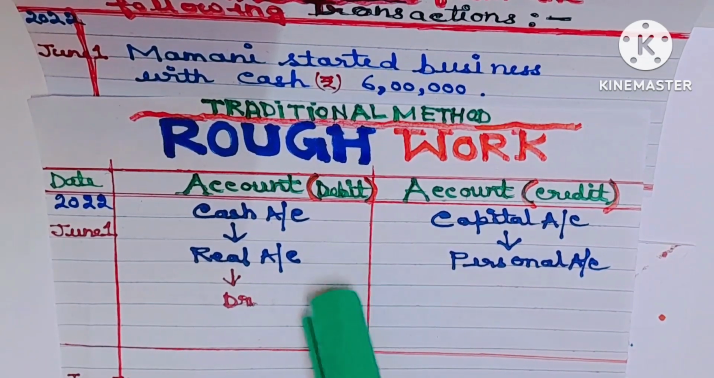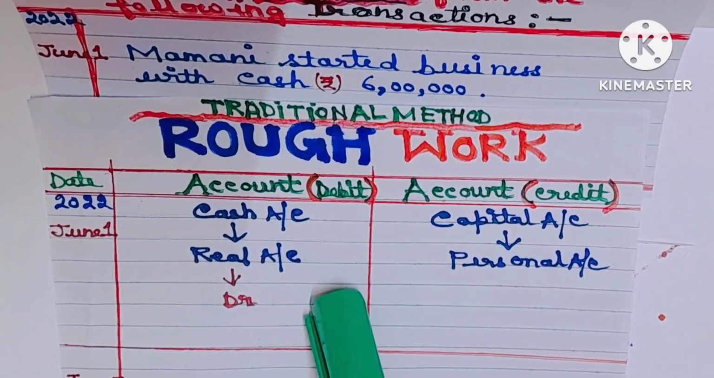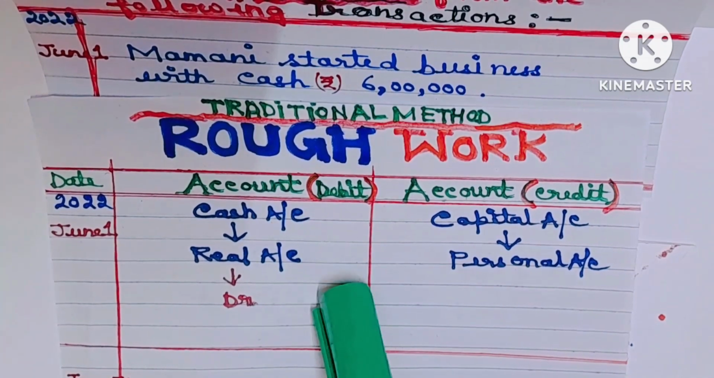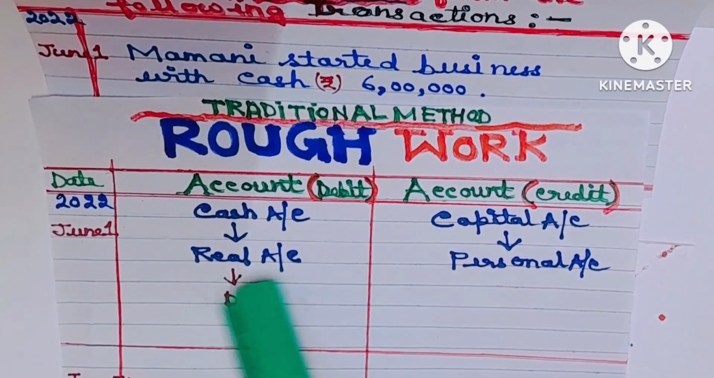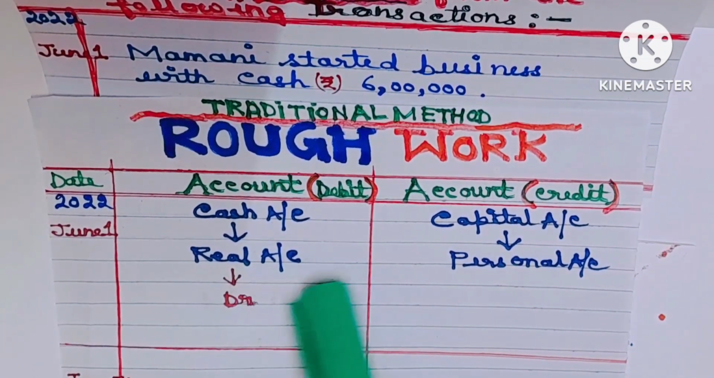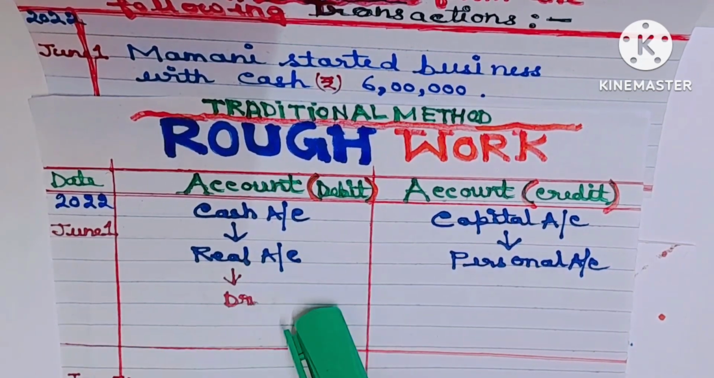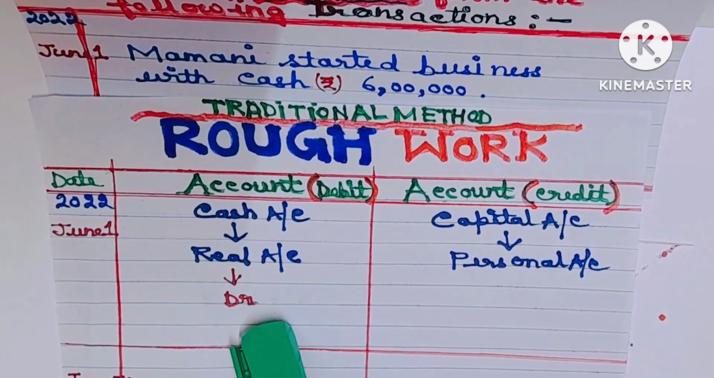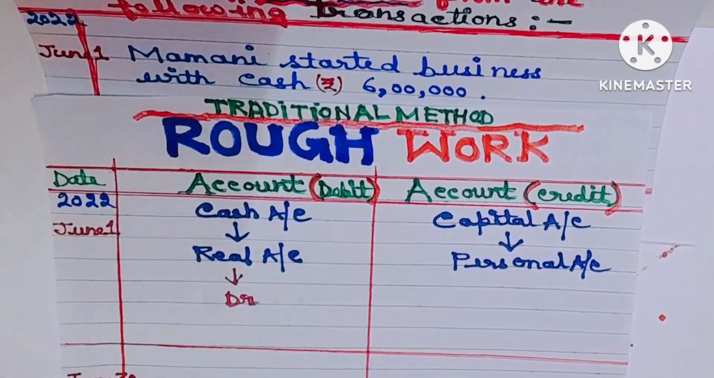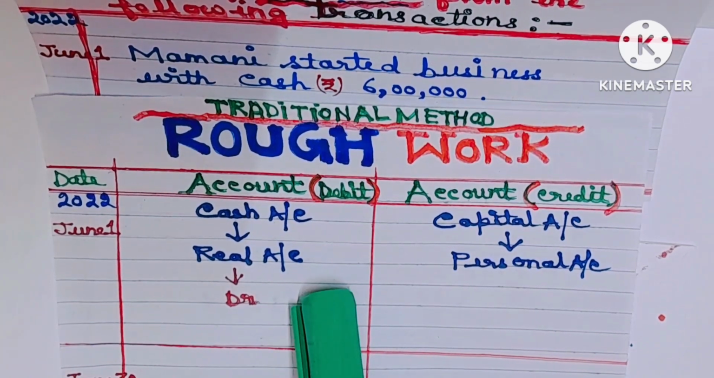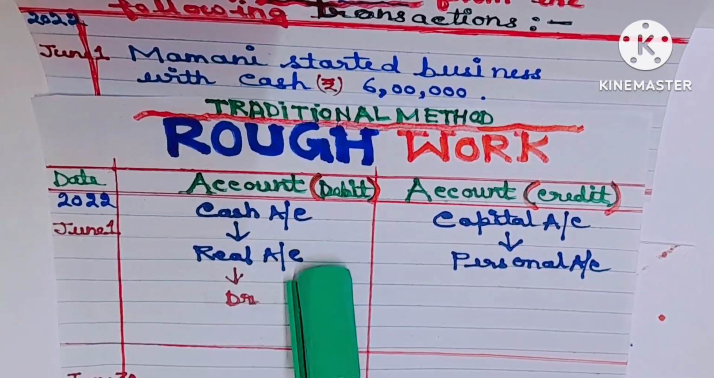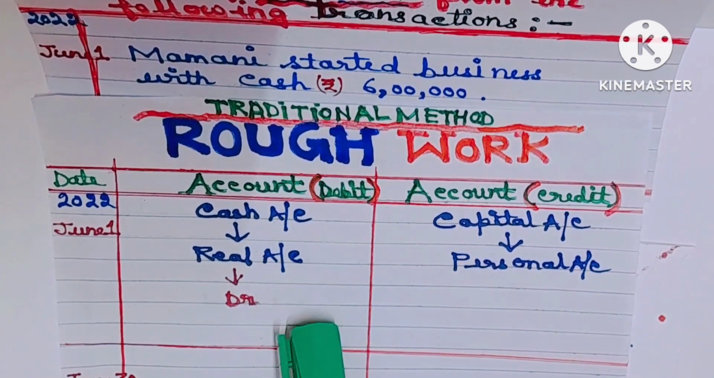So here when Mamuni started business with cash, cash comes into the business. Cash account comes under real account. According to the rule of real account, what comes in is debit. I've shown you the chart. So cash account will be debited. Understood? So please remember, you got to see always cash account from the point of view of the business.